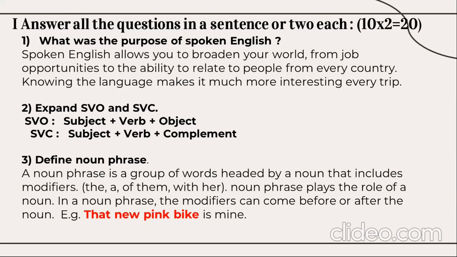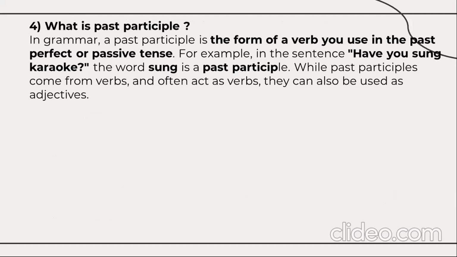A noun phrase is a group of words headed by a noun that includes modifiers. And which are the modifiers? Like the, of, them, with, her. So a noun phrase plays the role of a noun. In a noun phrase, the modifiers can come before or after the noun. Example: that new pink bike is mine. So which is the noun phrase here? That new pink bike.